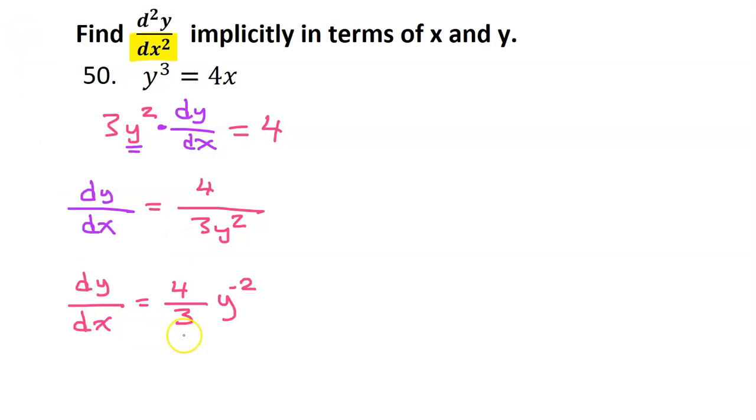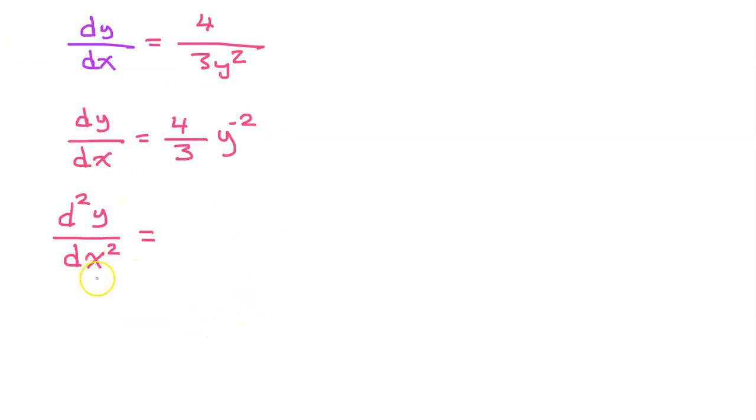Before we take the derivative again, let's just rewrite this a tiny bit. I took the y squared that was in the denominator and I took it out of the denominator. So now we have y to the negative 2 power. So now let's take the derivative again. Remember, because we are taking the derivative with respect to x, and yet this is a y, we are going to have to use the chain rule.